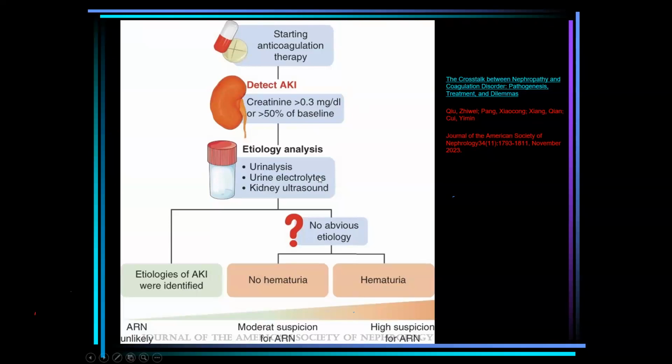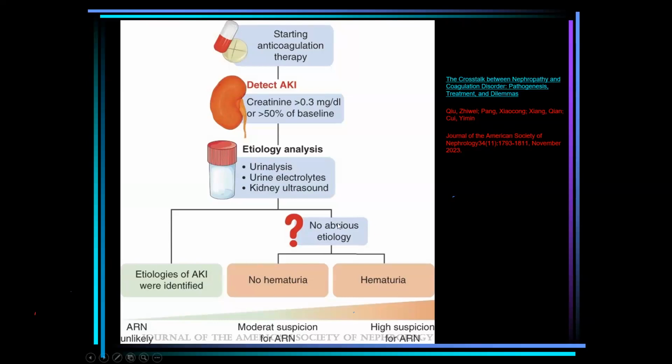Urine analysis, urine electrolytes, abdominal ultrasound, any other immunological marker you wanted to make for this patient. And after making all of this, if an etiology to explain this acute kidney injury was found, well and good. But if you didn't find any etiology to explain this acute kidney injury in the patient who is using oral anticoagulation, then anticoagulant-related nephropathy is to be considered, okay?